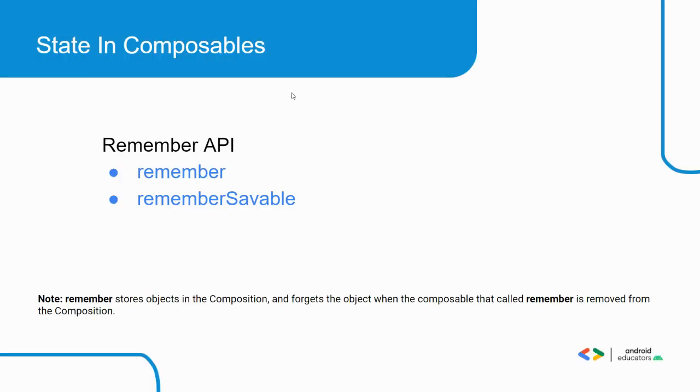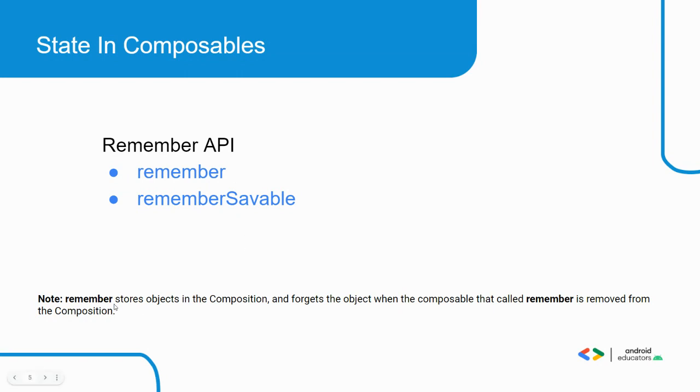Okay, so this is the remember API. There are two remember APIs: remember and rememberSaveable. Remember is only for recomposition. Now whenever your activity gets restarted, destroyed and recreated, in this case you have to use rememberSaveable in order to have the internal state stored from the previous destroyed activity. So in those scenarios, you have to use rememberSaveable, but remember is only for recomposition, right? This is the key difference between remember and rememberSaveable.